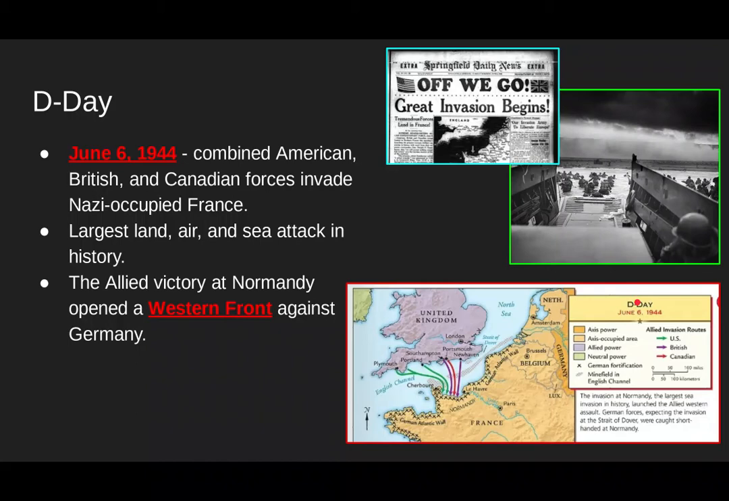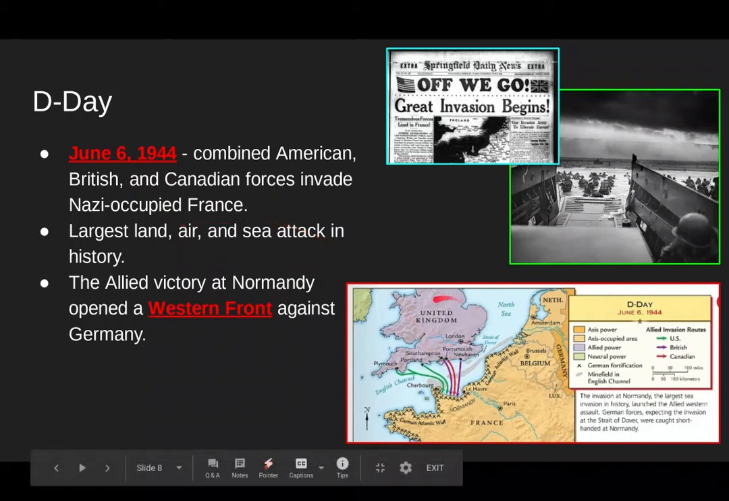So D-Day, this is that Western Front that the Americans and the British promised the Soviets that they would open up against the Germans at the Tehran Conference. This D-Day takes place in summer, June 6, 1944. It's going to be a combined American, British, and Canadian invasion of Nazi occupied France. So you can see England over here, Great Britain, the United Kingdom, just across the English Channel. You can see France right here.